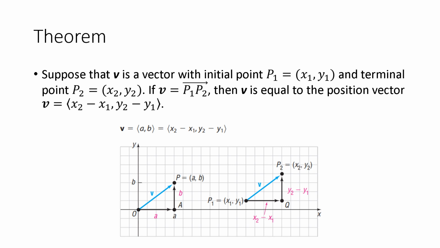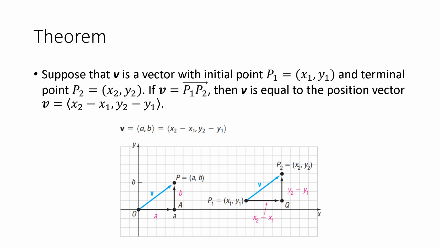So what this diagram shows down here is that if I take an arbitrary starting location, P1, and I have a terminal location, P2, the i component is going to be the difference between x2 and x1, those x coordinates for those points. The j component is going to be the difference between y2 and y1, and that's going to give the description of the vector.